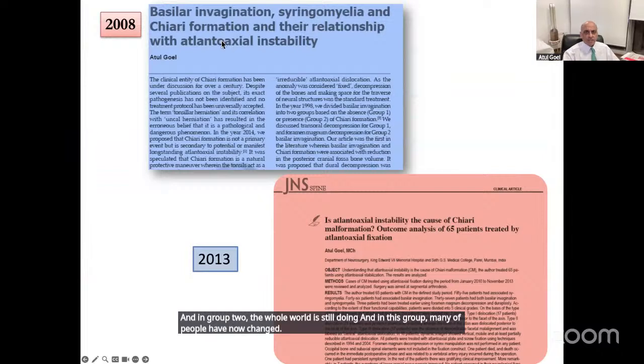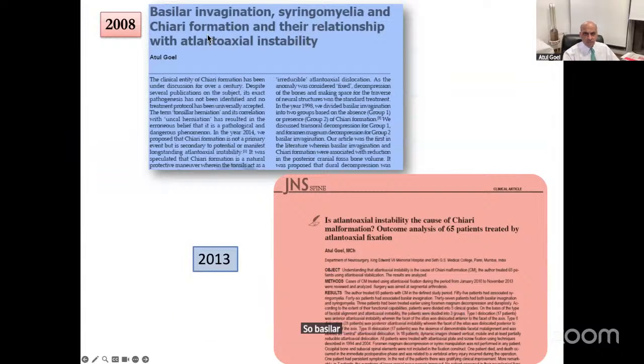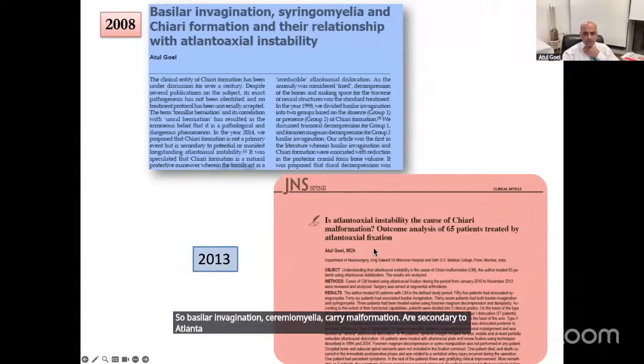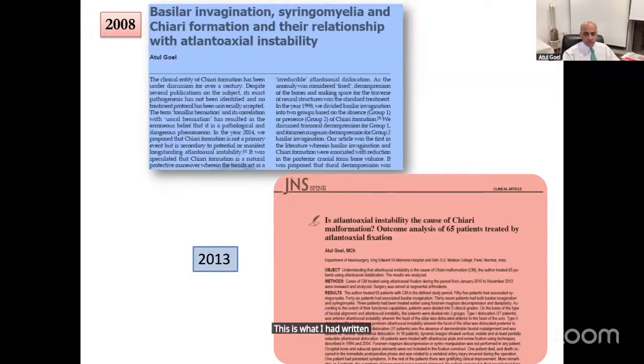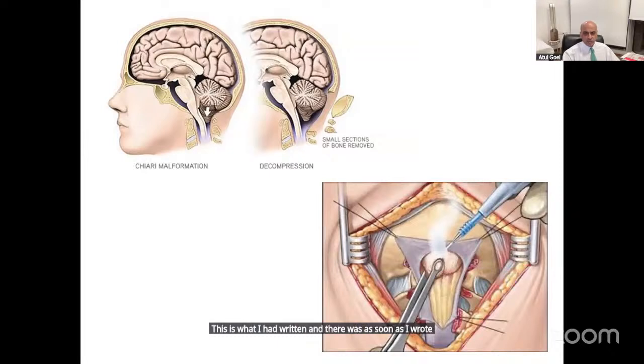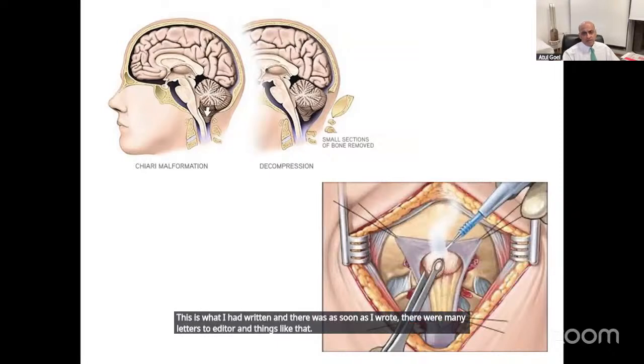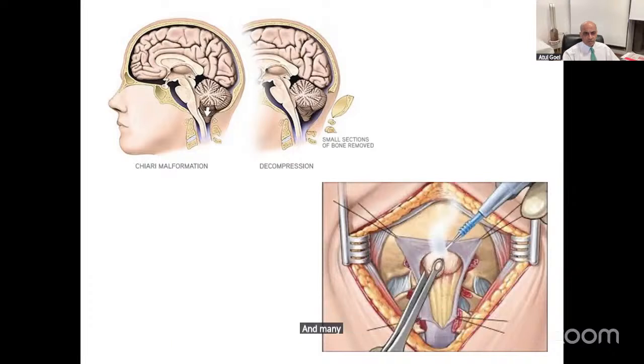So basilar invagination, syringomyelia, Chiari malformation are secondary to atlantoaxial instability. I wrote this article on the basis of 65 cases. Is atlantoaxial instability the cause of Chiari malformation? Is atlantoaxial fixation the treatment? This is what I had written. And as soon as I wrote, there were many letters to editor and things like that, and many complex questions were asked to me.